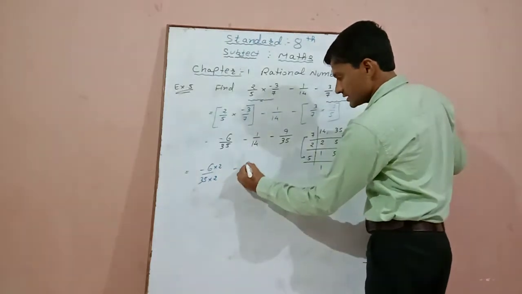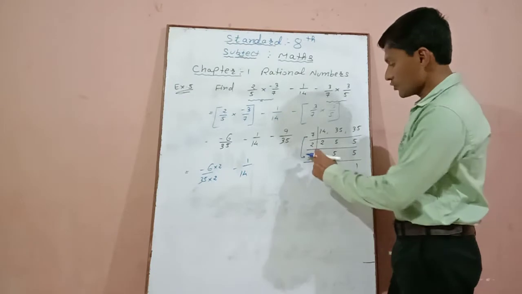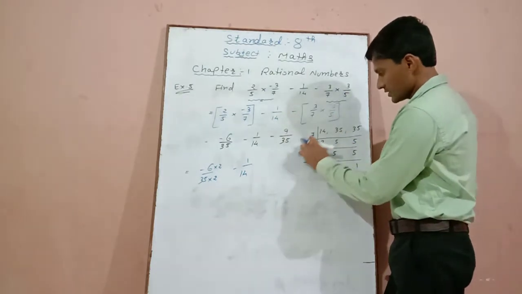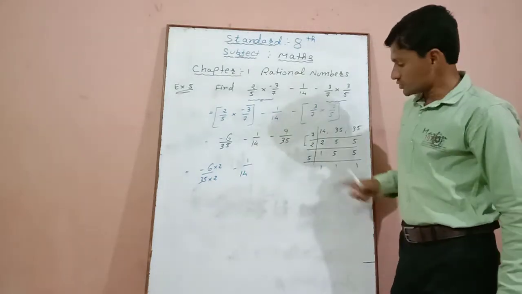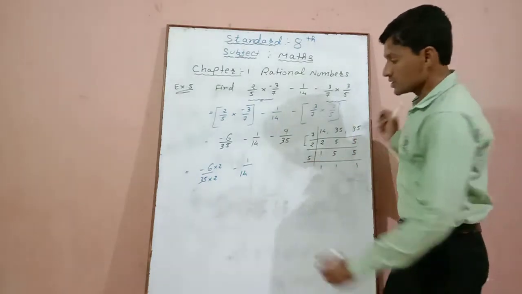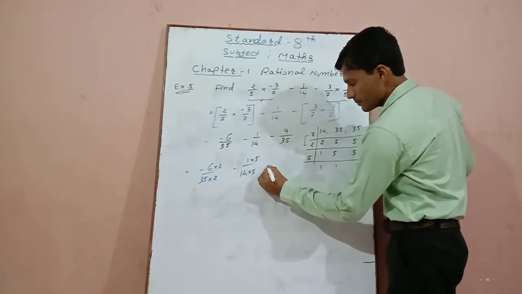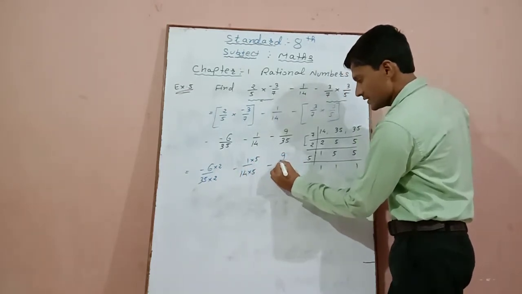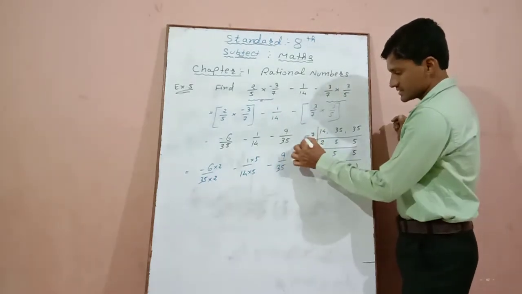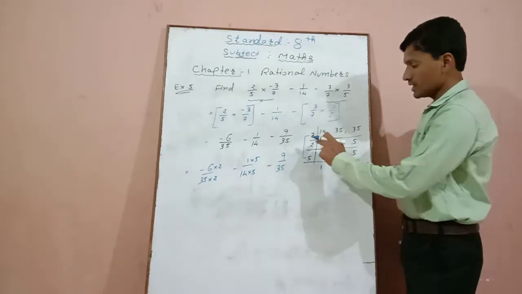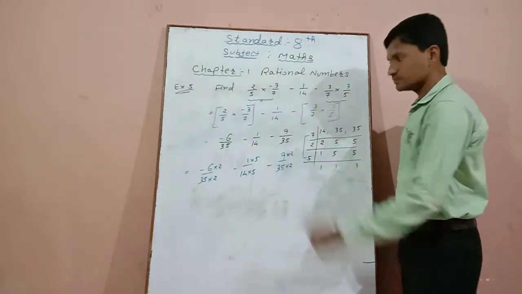Next step is minus 1 divided by 14. Now 14 means 7 2s are 14. So what is the remaining number is 5. So 14 will be multiplied by 5, and minus 9 divided by 35. Again 35. 35 means 7 5s are. So the remaining number is 2. So it will be multiplied by 2.